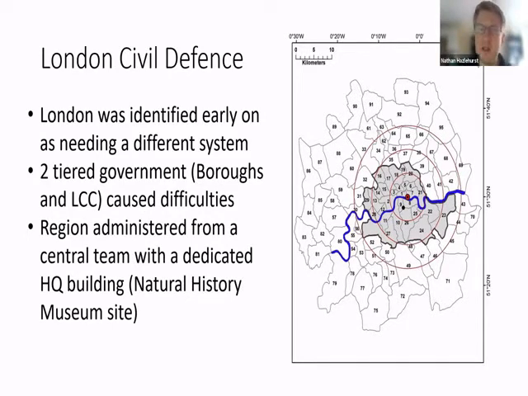This ended up requiring the Home Office to intervene, and they created a compromise that really didn't suit anyone, but which actually did work during the conflict. That was that London would be designated as a region in its own right. It had a central team, including a Civil Defence Commissioner.